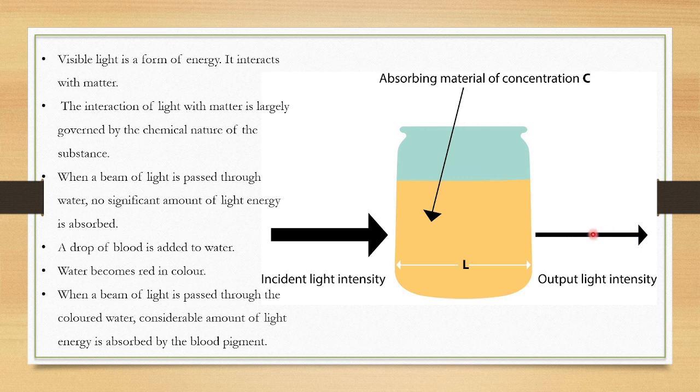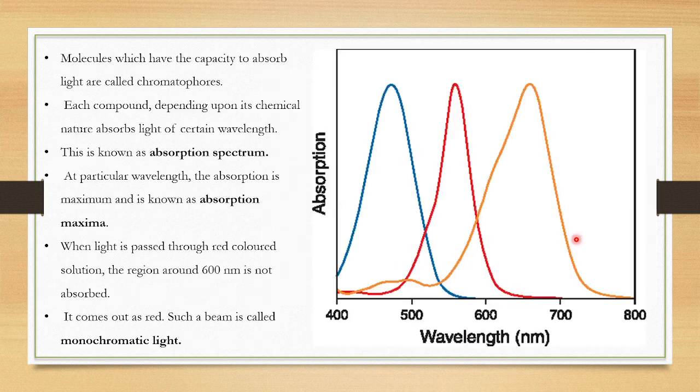So the thickness here is represented. Here the intensity is higher, here the intensity is lower. This is because when this high intensity light is passed through this solution, the materials in the solution absorb that energy and thus the output is reduced. Molecules that have the capacity to absorb light are called chromophores.